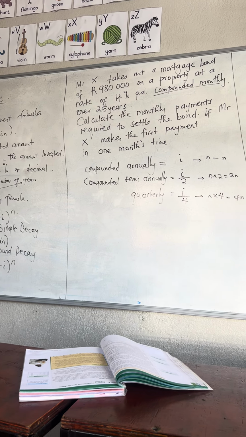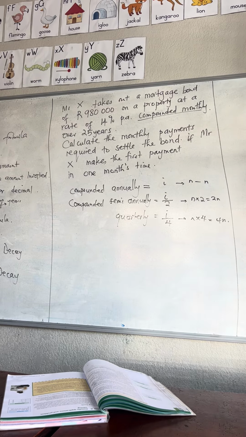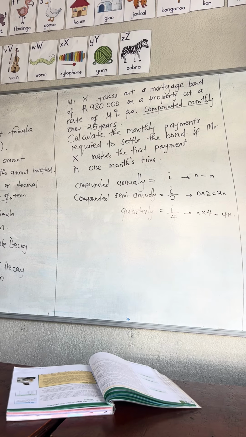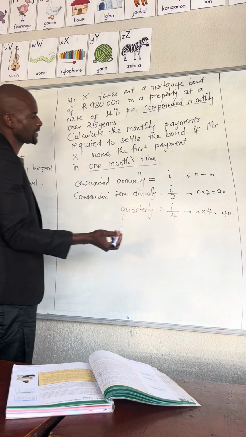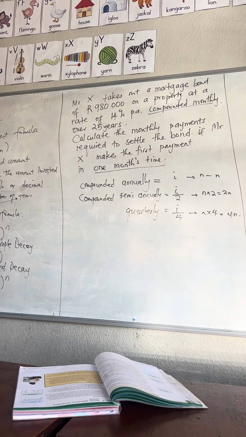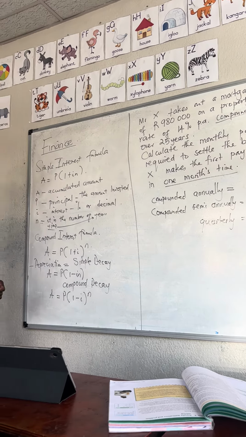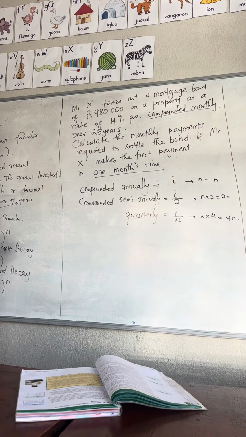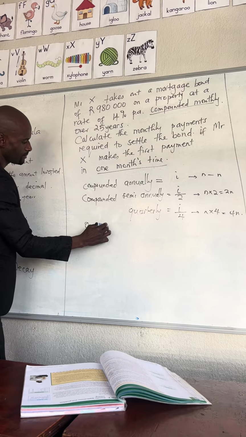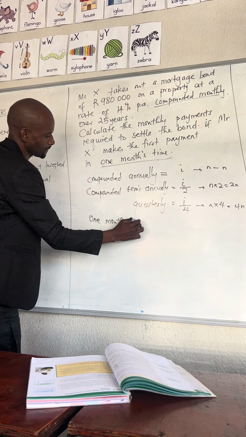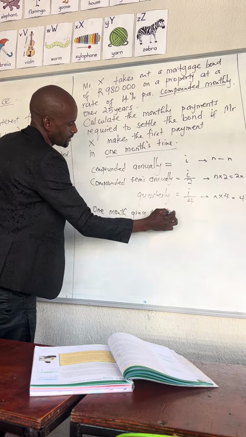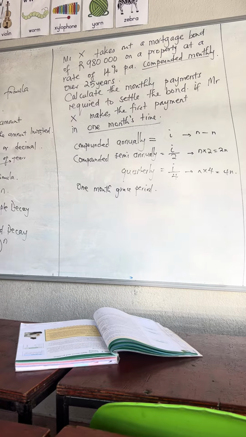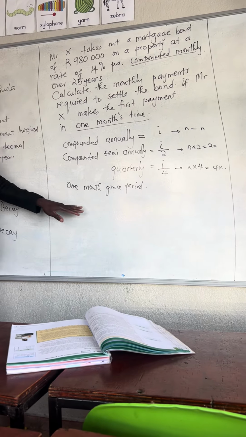So we want to calculate the monthly payments required to settle the bond if Mr. X makes the first payment in 1 month's time. Okay, so there's a delay here. We are saying that this Mr. X is not going to pay his loan in the first month. He's going to skip 1 month, so it means there's a 1 month grace period. Right, so how do we work it out? I'll show you in my next video how we are going to work this one out.